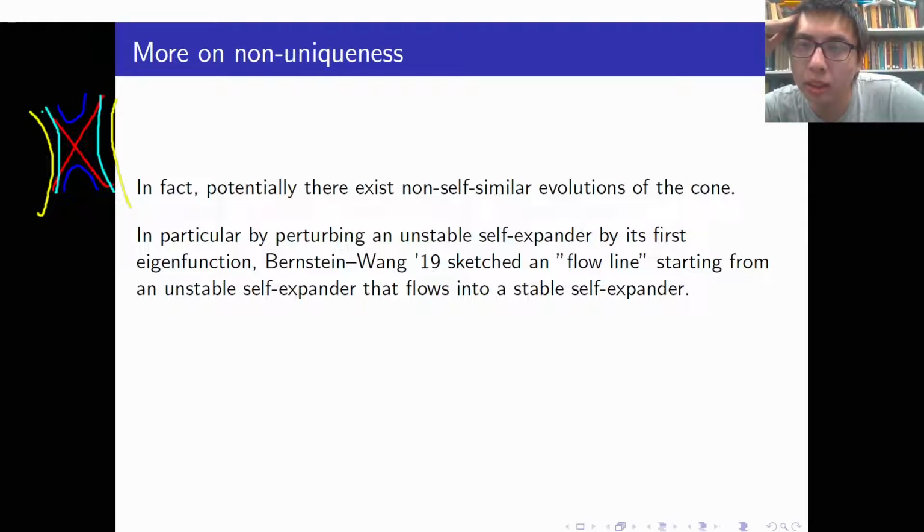They were able to perturb an unstable self-expander by its properly normalized first eigenfunction, and that creates a normal graph over the unstable self-expander. Using standard parabolic theory, they can produce a flow starting from the perturbed unstable self-expander, and it will be an eternal flow that flows into a stable self-expander. Now this is not necessarily a flow of the cone in the classical sense, because it starts from time one, from the perturbation of the unstable self-expander.